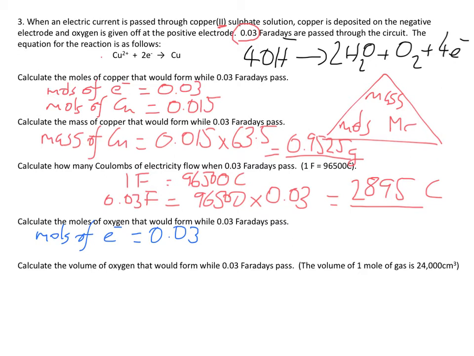Let's have a look at our ratio. So the ratio of electrons to oxygen is 4 to 1. So we effectively would have a quarter the amount of oxygen that you do of the number of electrons. So your moles of oxygen is 0.03 times 1 over 4, a quarter. And if you put that into your calculator, it comes out as 0.075 moles.